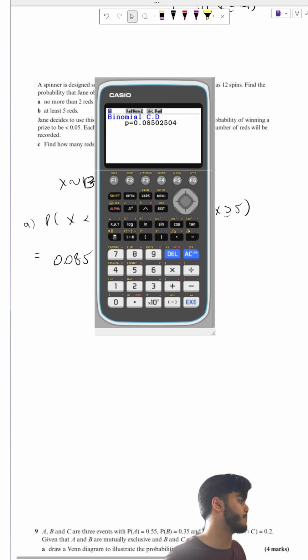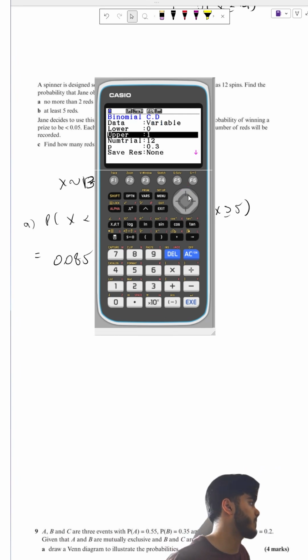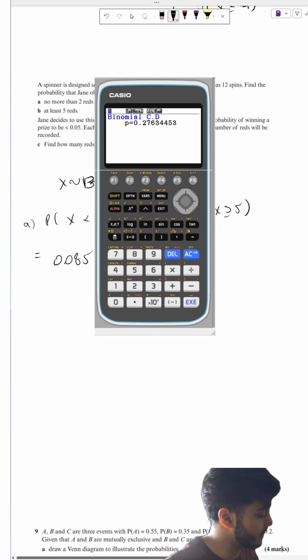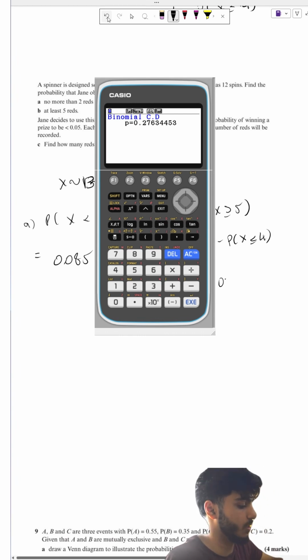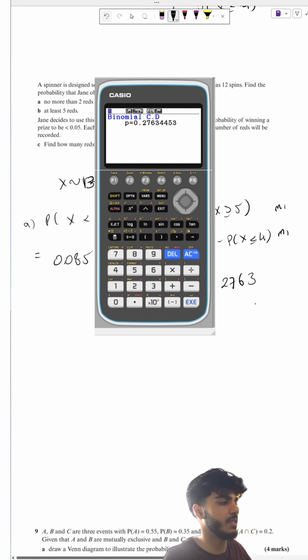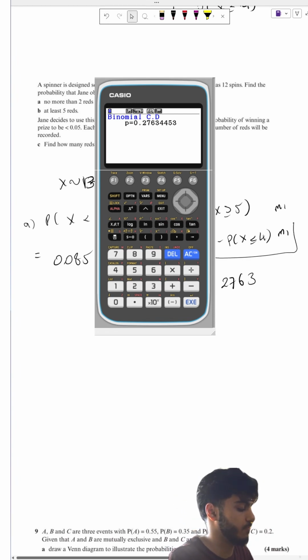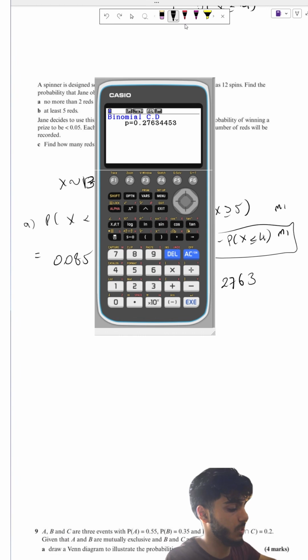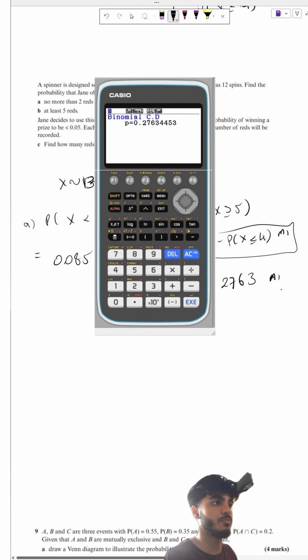And probability of B, okay, again, this is why I like this calculator so much, you can just put 5 and 12. Technically in the math scheme there is a bit where you do have to put 1 minus P(X less than or equal to 4). But when you put 0.276, you get the full mark, believe it or not, because this part is implied by your final answer. So you don't have to put this bit, you can just put this straight away. Okay, 0.2763.